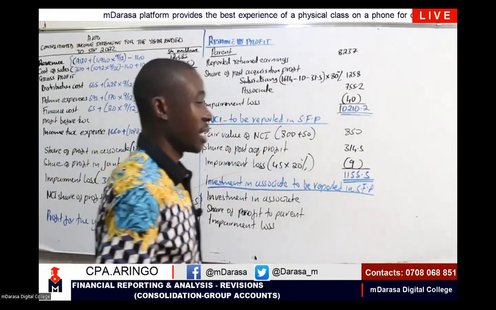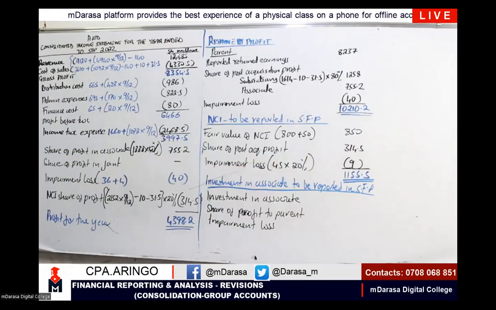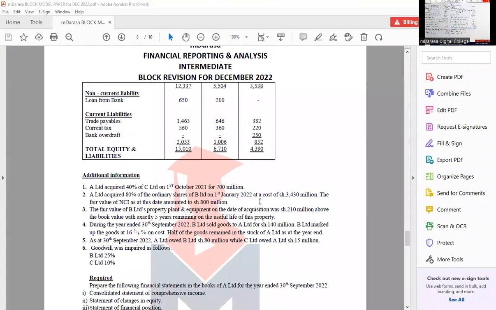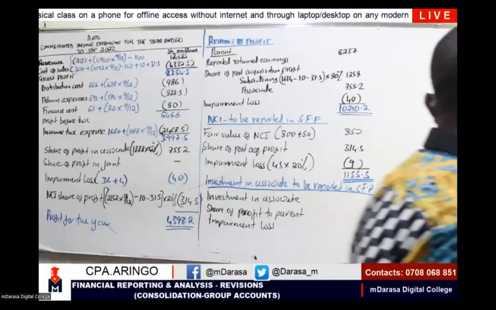So investment in associate, how much are we given? Let us see how much we are given. Investment in associate, note one, we are given 700, right? So I'm having 700. That's what we'll be taking, 700 here.